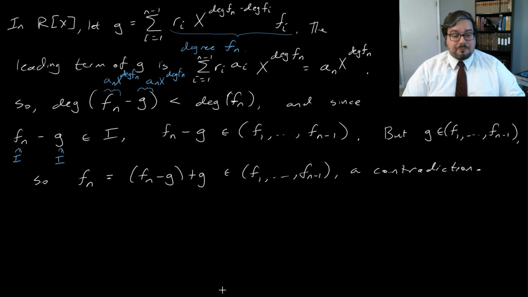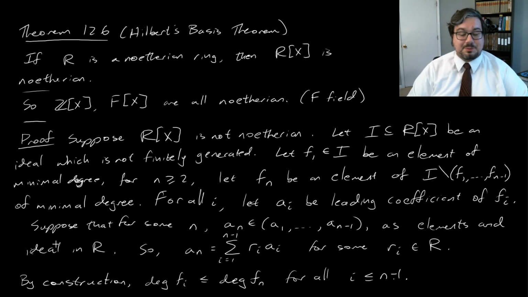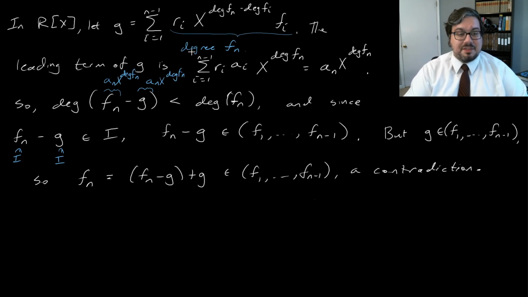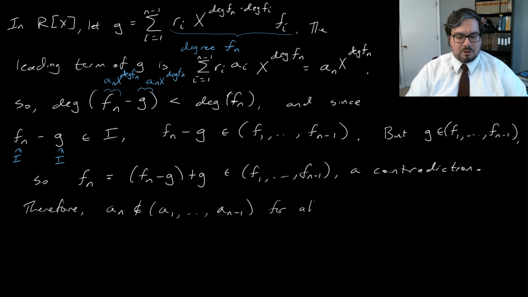All right, so we've arrived at a contradiction. If we go back to see what the hypothesis was that led to this contradiction, we see that it was the following: for some n, an belongs to a1 through an minus 1. That was the most recent assumption that we made that led to a contradiction. Therefore, it must be false. So we must have that an does not belong to a1 through an minus 1 for all n.